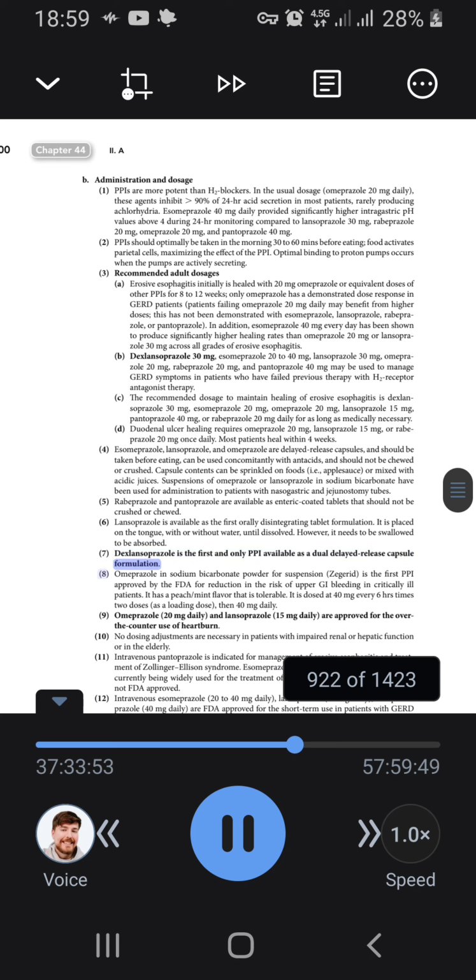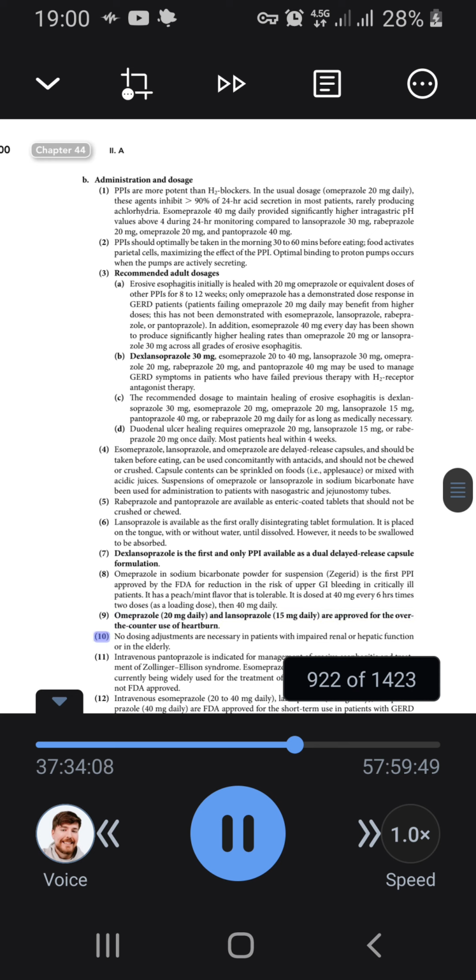8. Omeprazole and sodium bicarbonate powder for suspension, Zegerid, is the first PPI approved by the FDA for reduction in the risk of upper GI bleeding in critically ill patients. It has a peach mint flavor that is tolerable. It is dosed at 40 mg every 6 hours times 2 doses, as a loading dose, then 40 mg daily. 9. Omeprazole 20 mg daily and lansoprazole 15 mg daily are approved for over-the-counter use for heartburn.